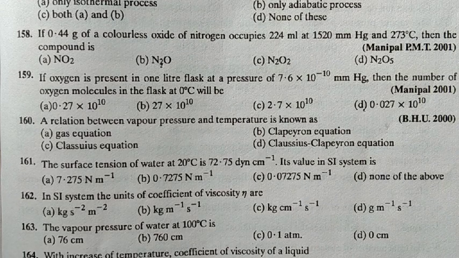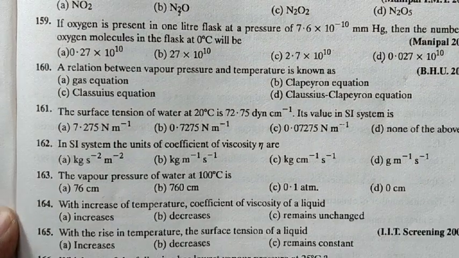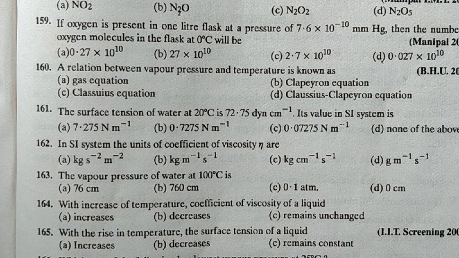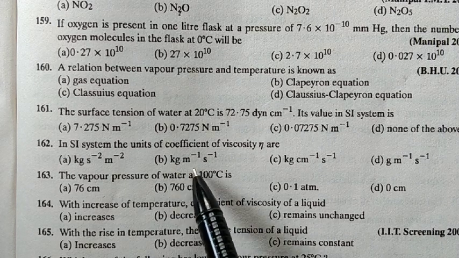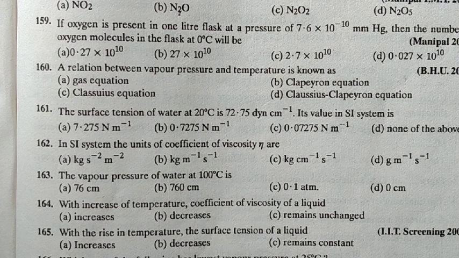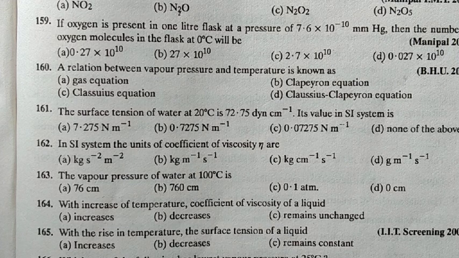C. Now, in SI system the units of coefficient of viscosity are. So this is directly based on the unit. You know in CGS system that is poise or gram centimeter inverse second inverse. In MKS system or SI system it is kg per meter second, otherwise kg meter inverse second inverse. So directly this is the answer. Is it okay? Now look at the next question.